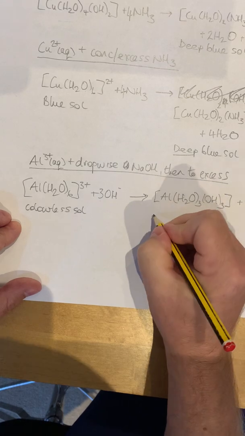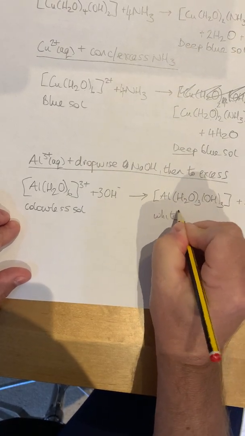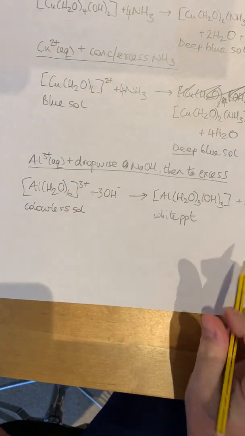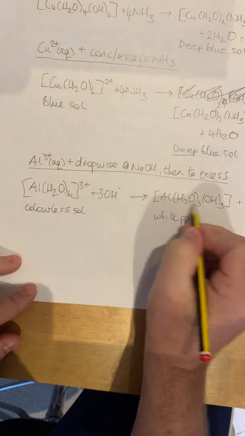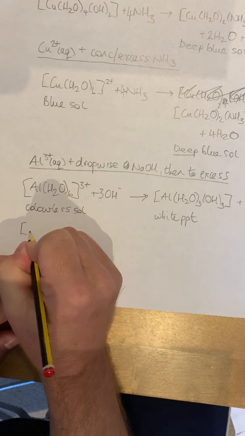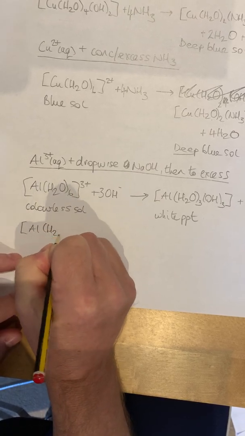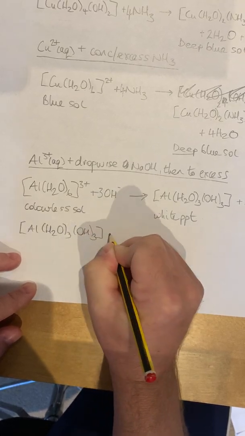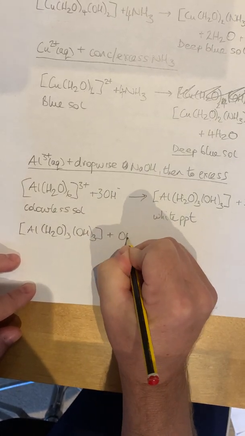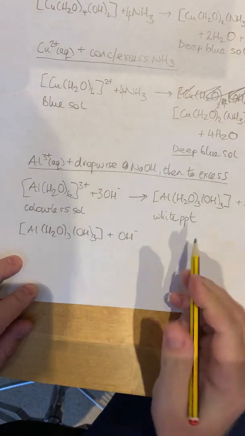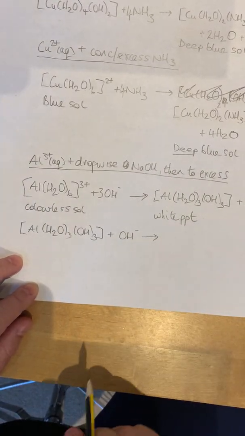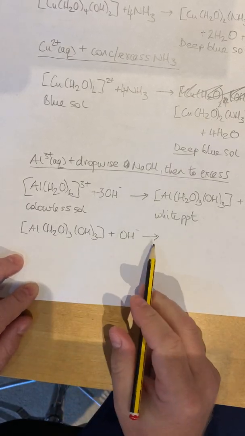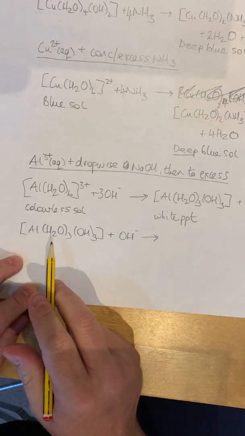Whereas if it forms a precipitate, we get a white precipitate. So that's the dropwise. And then to excess, we start off with our precipitate from the previous step. We're adding an excess OH-. Then this OH- takes more protons away, so this second step is still hydrolysis.